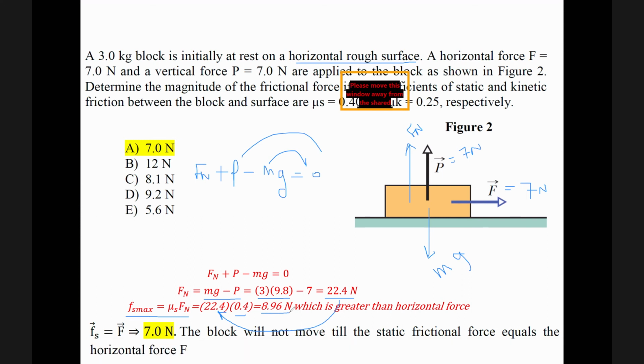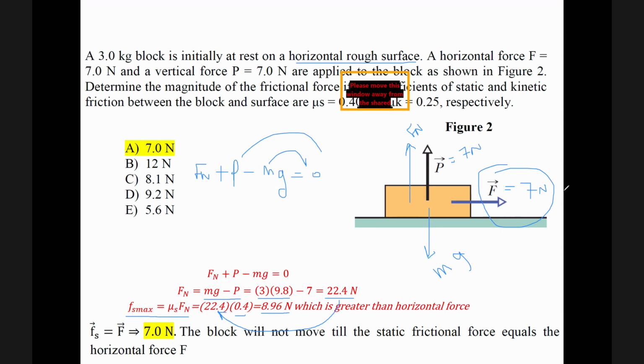8.96. But how much did he apply horizontally? 7. Is it less or more than the threshold? Less. So what is the friction of this object? Is it 8.96 or is it 7? It should be 7. He applied 7. He still did not reach the maximum, the cap, which means the friction force will be static, changing, and it will apply exactly 7.